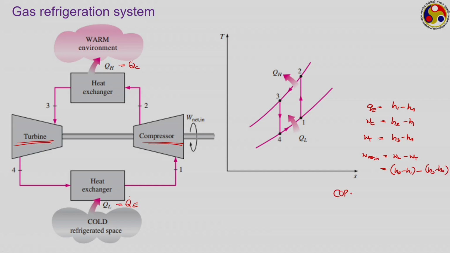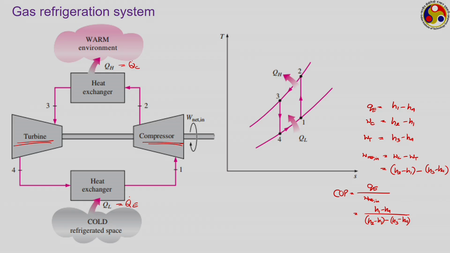So, the COP of this cycle is the specific refrigeration effect divided by the specific net work input requirement, which is (h1 minus h4) divided by [(h2 minus h1) minus (h3 minus h4)]. This is the way we can go for a gas based refrigeration cycle.